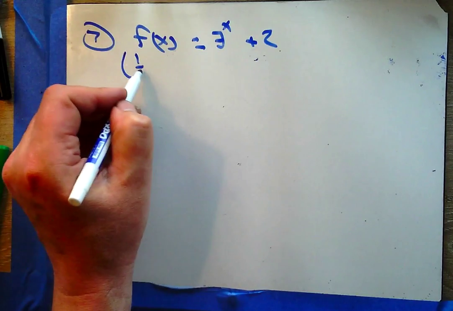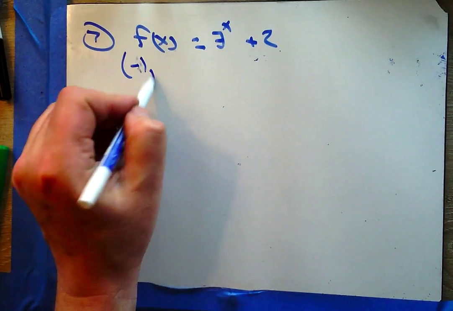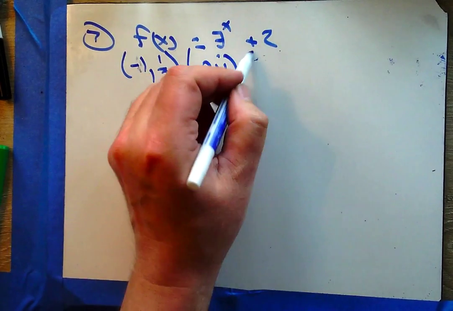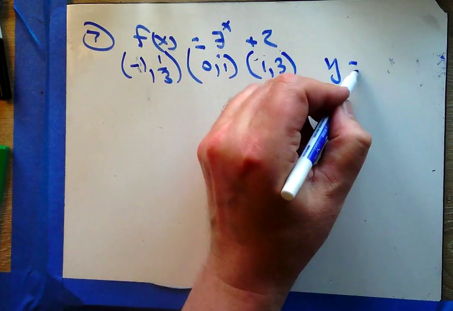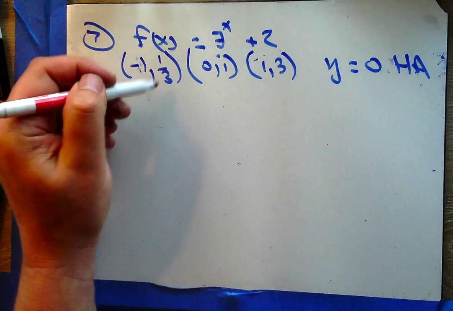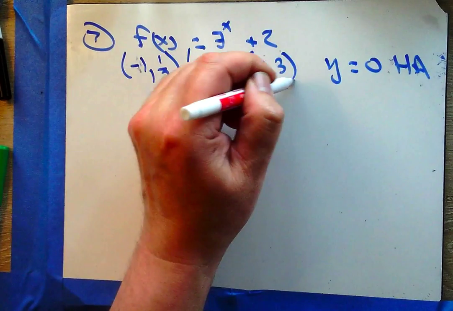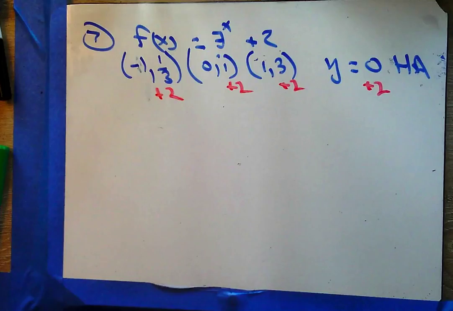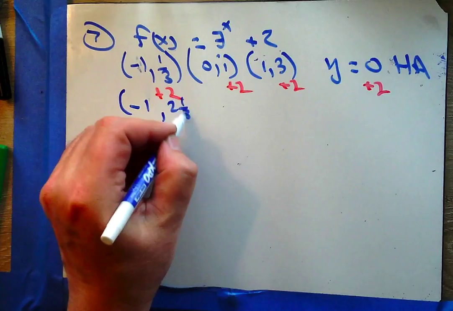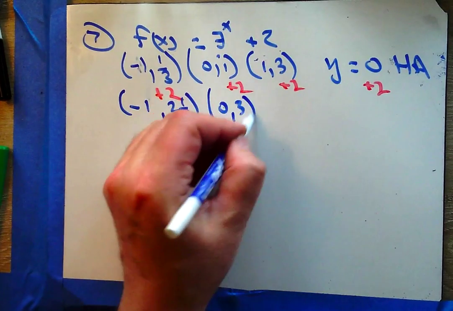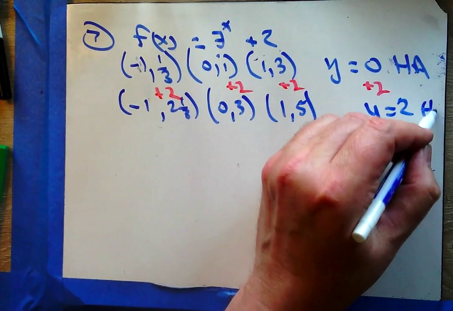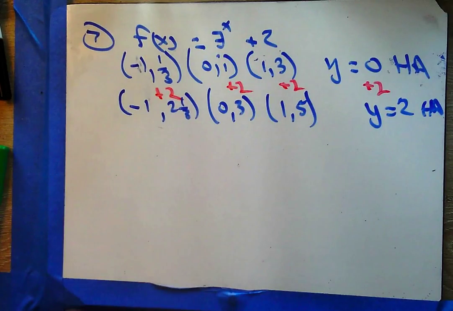So if I start off with the reference points, negative 1, 1/3; 0, 1; and 1, 3, then y equals 0 would be the horizontal asymptote. I have to apply this y transformation to all my y's. So I end up with negative 1, 2 1/3; 0, 3; 1, 5; and y equals 2, the horizontal asymptote. What's the graph look like?